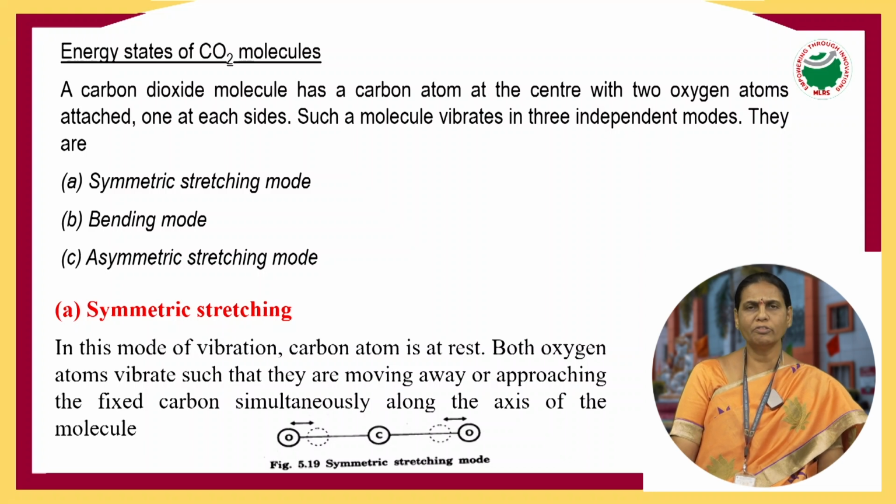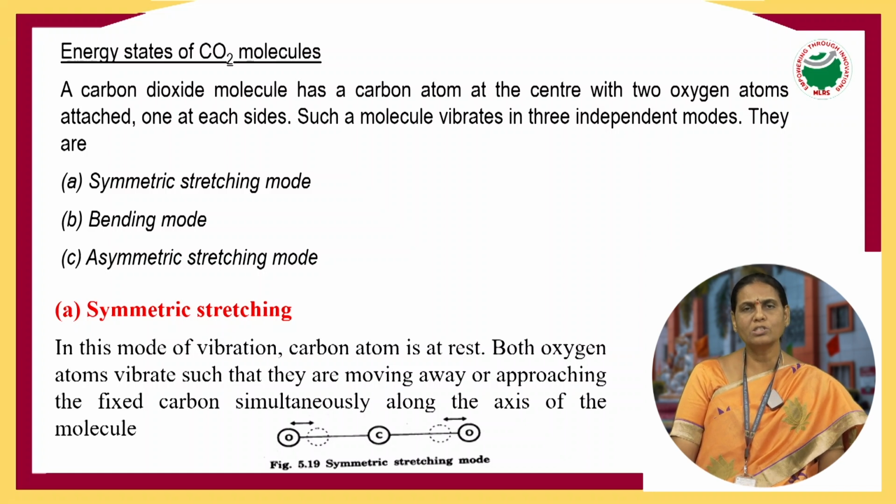Next, let us go for what are the different energy states which are present in carbon dioxide molecules. Each and every carbon dioxide molecule will have one center atom as a carbon atom, and the other two sides of the carbon atom are attached with two oxygen atoms, CO2 we will be writing. So, one center atom is carbon and the other two sides, one on right side, one on left side will be the oxygen atoms. Now, such a molecule will be vibrating in 3 different modes of vibration.